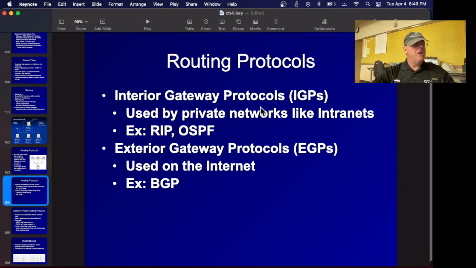So interior gateway protocols are the ones used by companies, and this is used by private networks. RIP and OSPF are common ones here. And exterior gateway protocols are used for long-range traffic on the internet, and the only one that's used is border gateway protocol, is the one used to route traffic between internet service providers.